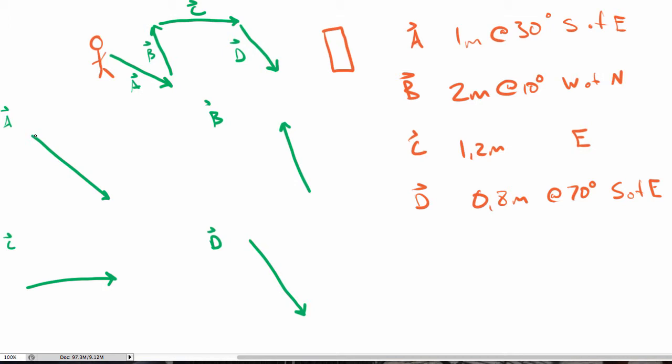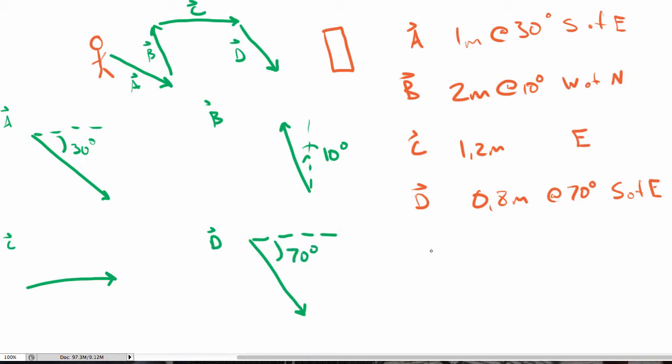Vector A is 30 degrees south of east. So 30 degrees south of east, that's this angle, 30 degrees. Vector B is 10 degrees west of north. So that's actually this angle right here. That's 10 degrees. Vector C is due east, so there's no angle I need to worry about there. And then vector D is 70 degrees south of east. So that's going to be this angle here.